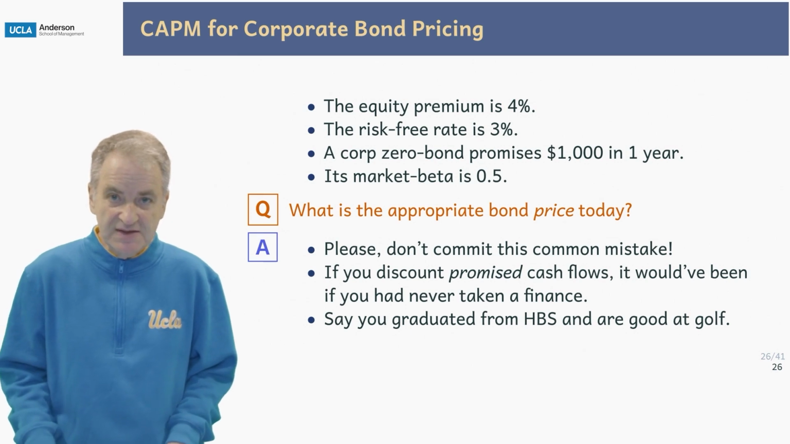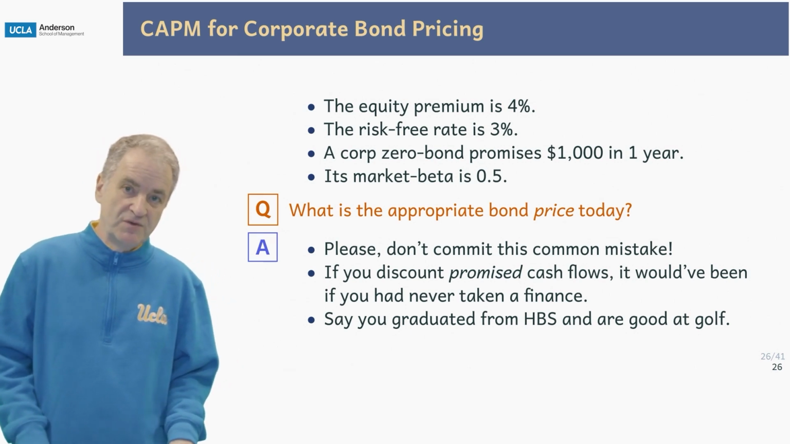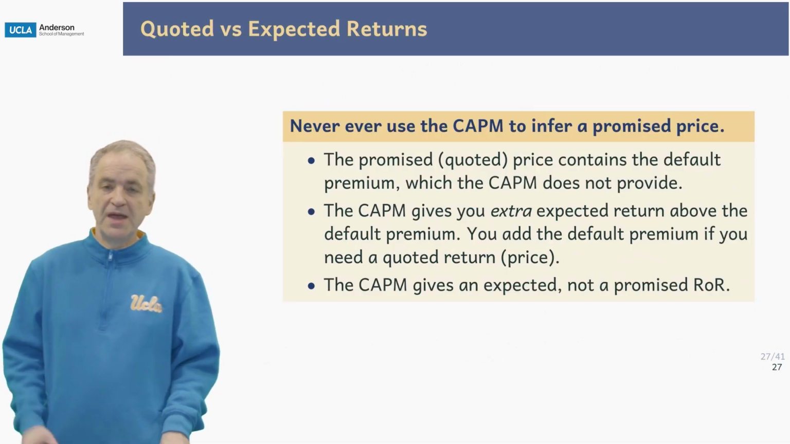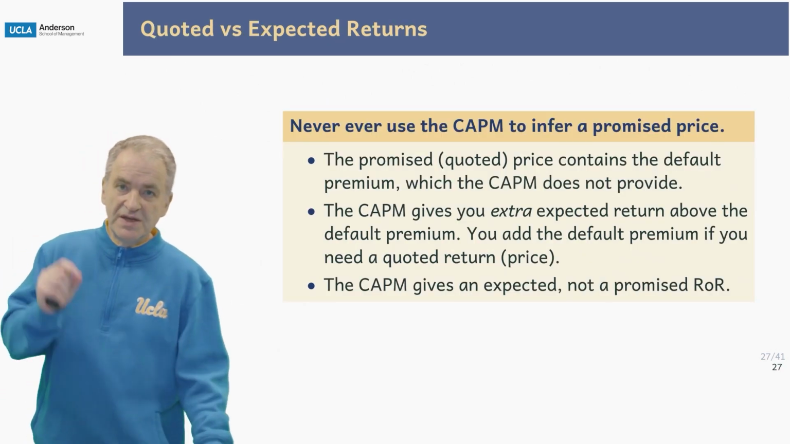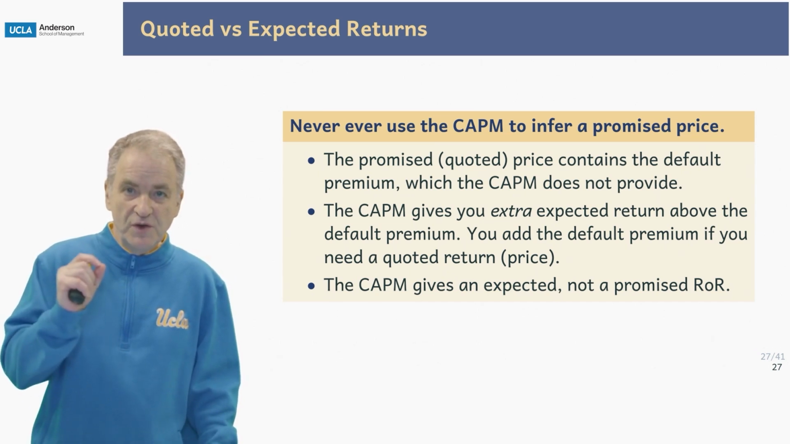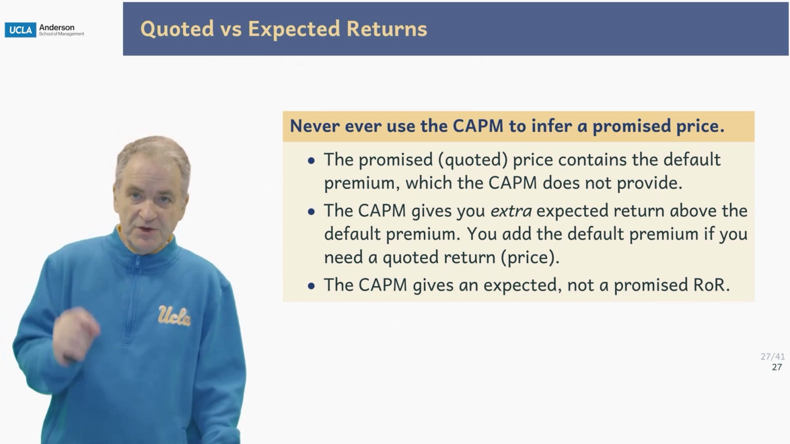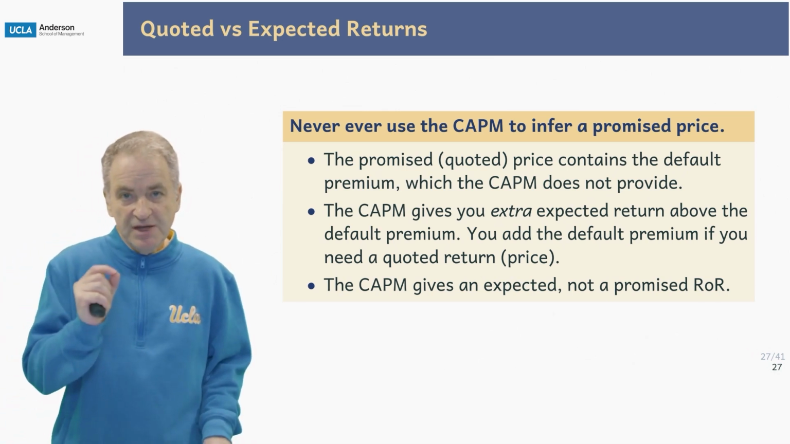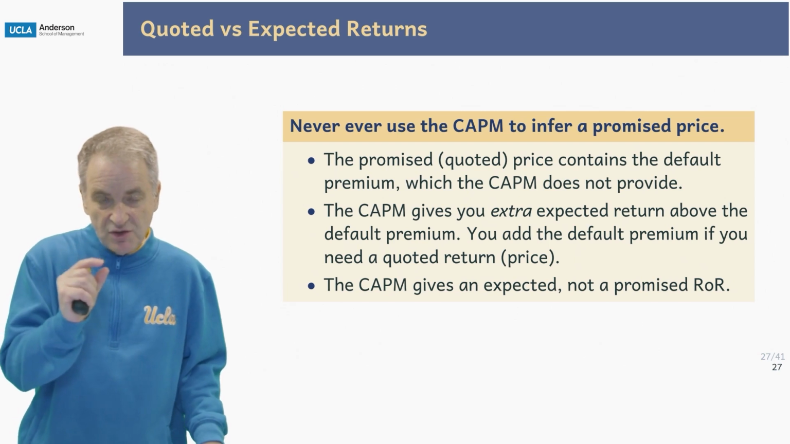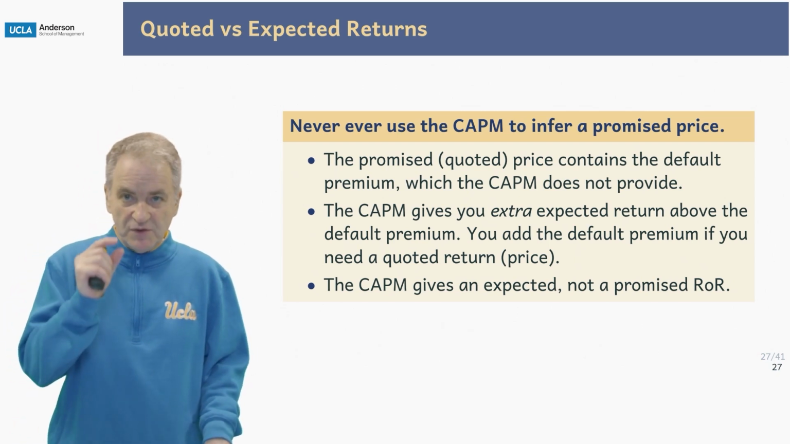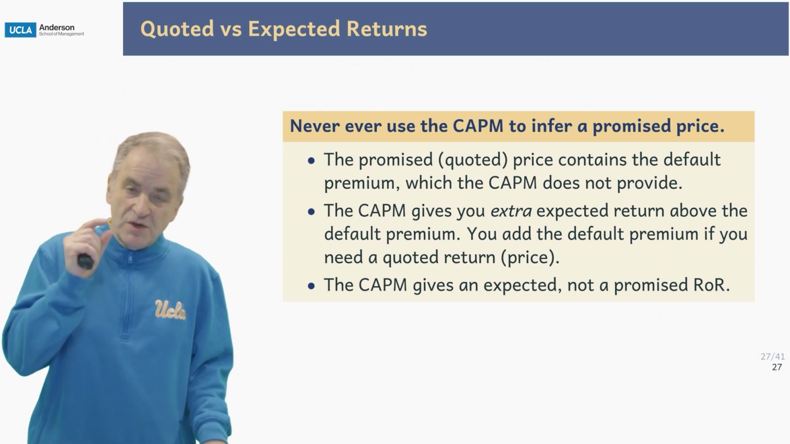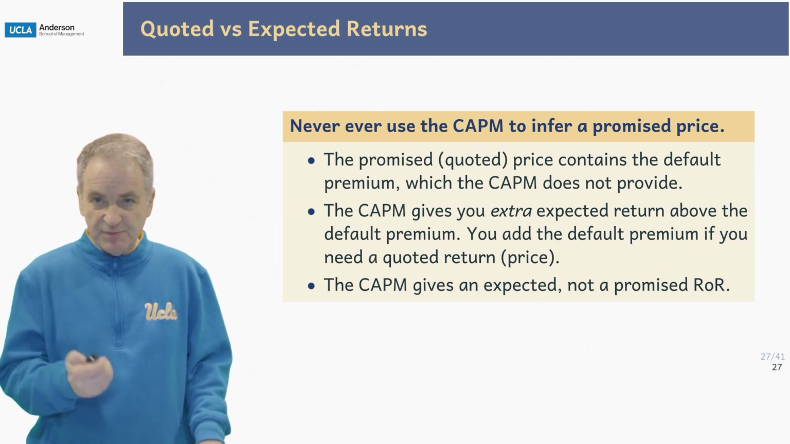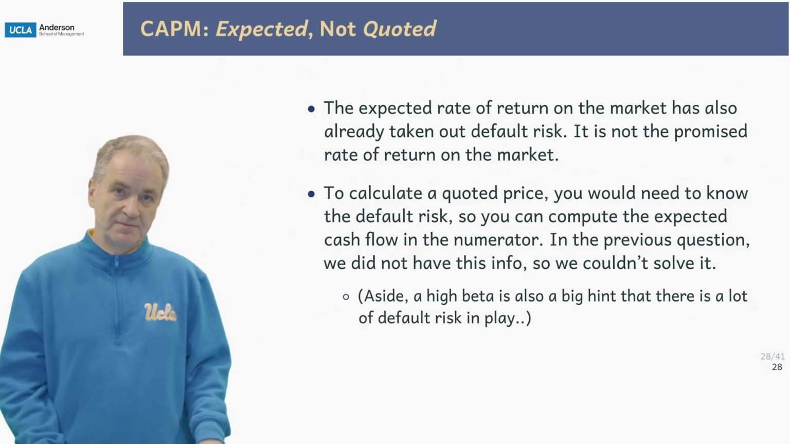If you make this mistake, please do me a favor, say you graduated from Harvard Business School and are very good at golf, not at finance. Never, ever use the capital asset pricing model to infer a promised price. The promised price contains the default premium, and the CAPM does not provide this. The CAPM gives you the extra expected return above the default premium. You have to add the default premium to it to get to the quoted rate of return, to the quoted price. So, CAPM, expected, not promised rate of return.